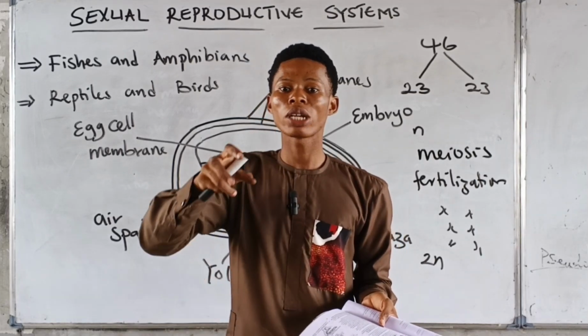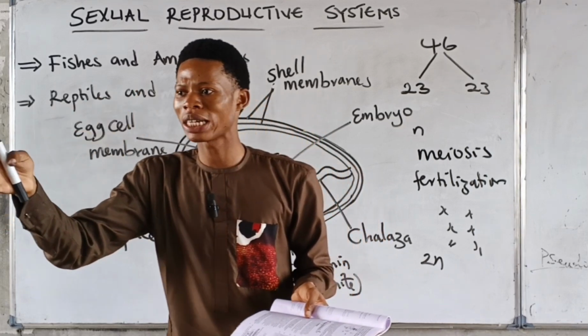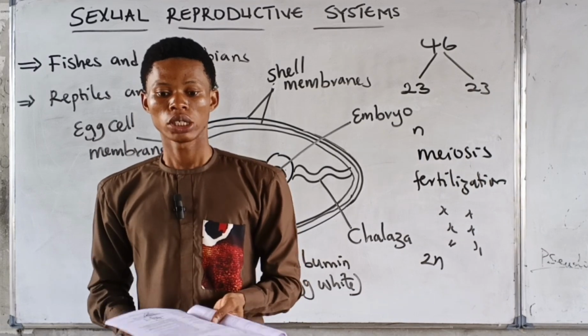That's the answer. But you know that the nucleus now is having haploid, right? Half of the number. The other one is having haploid. When they fuse together, they now form the what? Diploid. Do you get that?